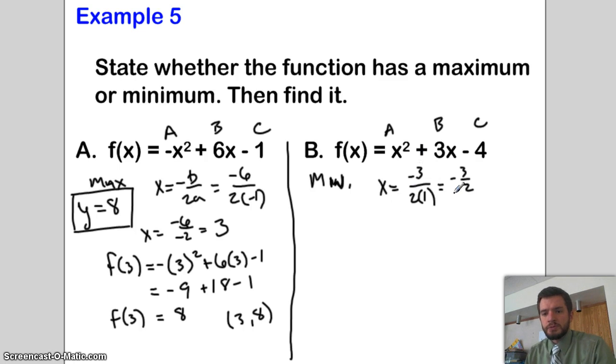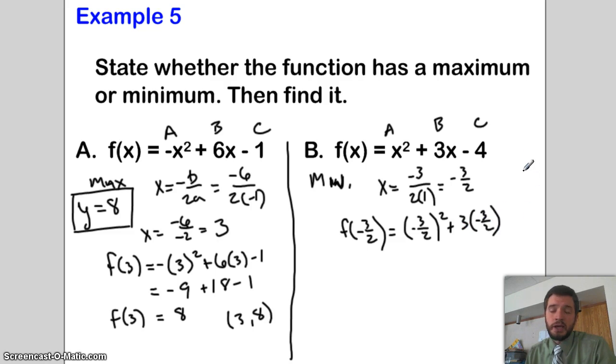Now what we're going to do is we'll take this and plug it back in to find the y value. This one's going to be a fraction. It's going to be kind of gross, so let's roll with it. It's going to be f of -3 halves. So we can do it like this. This will be -3 halves squared plus 3 times -3 halves. And you can use -1.5 too. That actually might be easier.